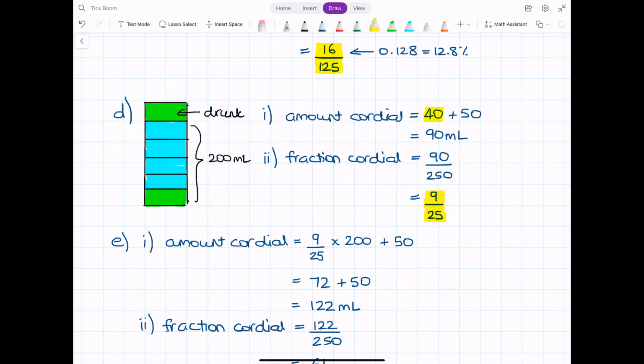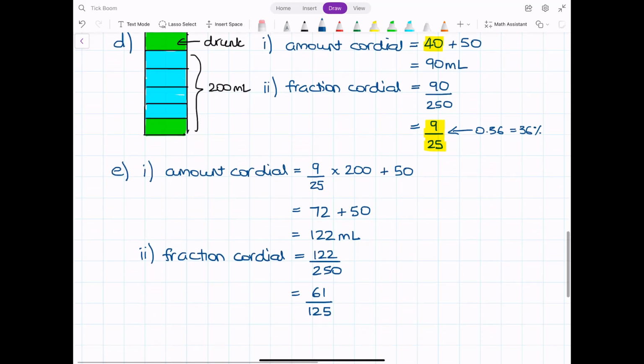And if we convert that to a percentage, we do 9 divided by 25, and that's equal to 0.36. And if I multiply that by 100, we see that that's 36%, which is bigger than 20%. So hopefully it's no surprise, the percentage of cordial is getting higher.